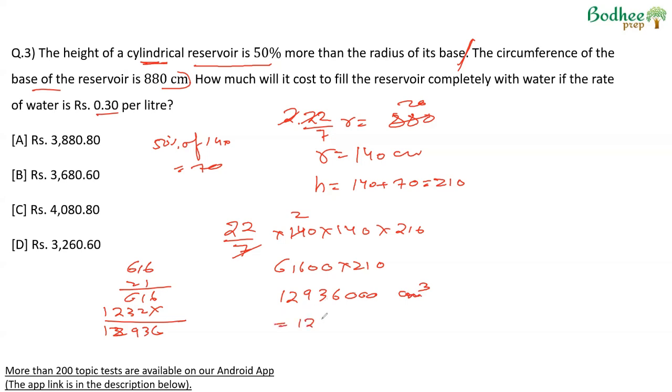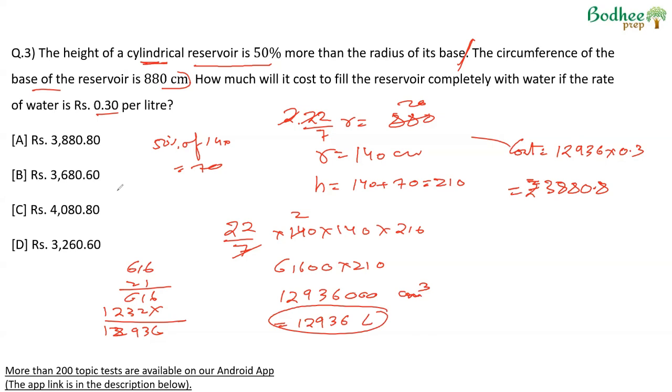So the volume of the reservoir is 12936 liters. This is being filled at rupees 0.3 per liter, and therefore total cost will be volume, which is 12936, into price, which is 0.3. Multiplying, we get 3880.8 rupees as the answer to this question. Option A.